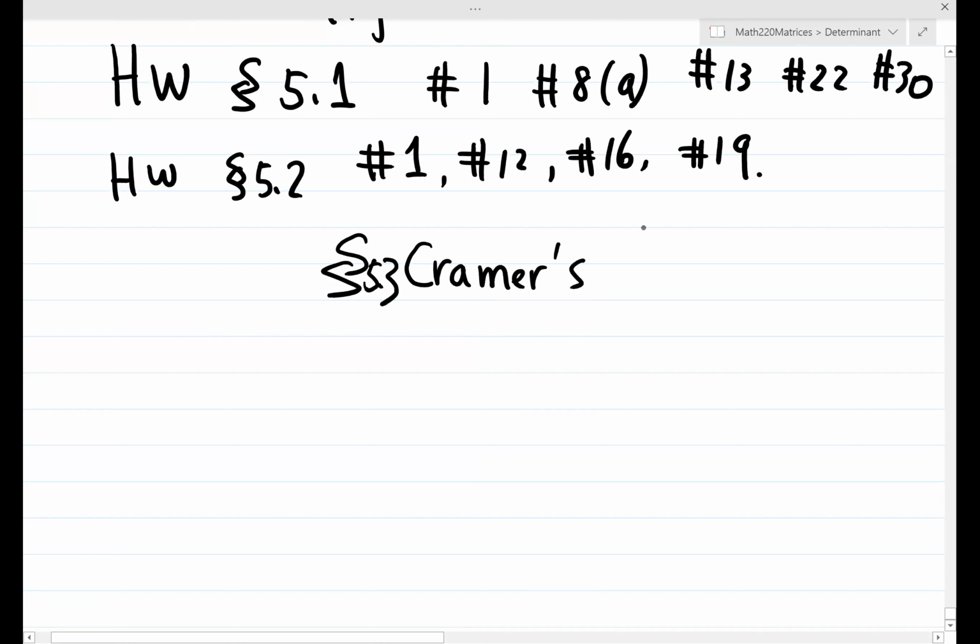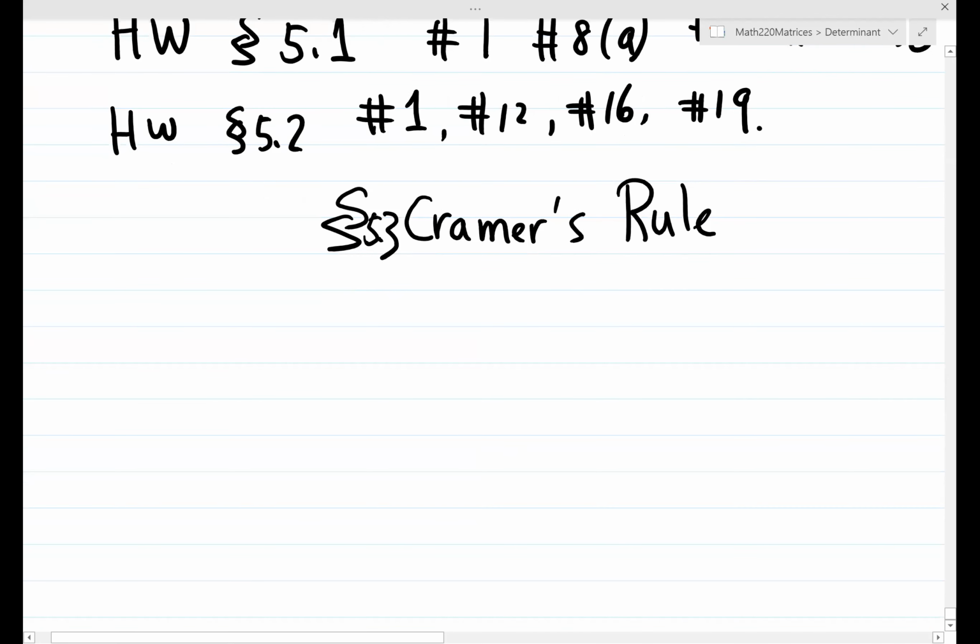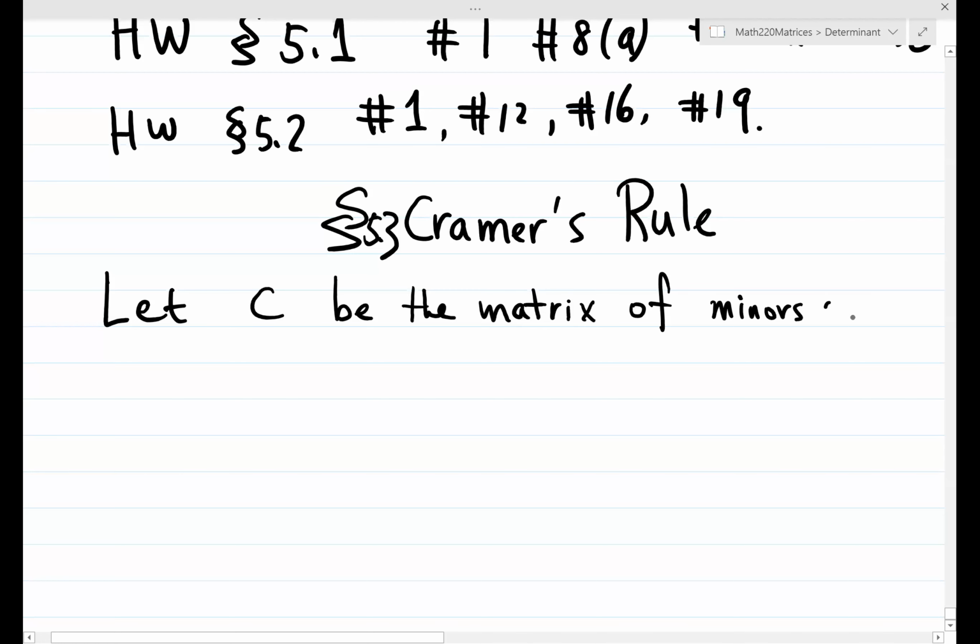Cramer's rule. Now recall that we define the minor of a matrix. Let C be the matrix of minors. So last time we defined the minor of a matrix, the matrix of minors of a matrix A.